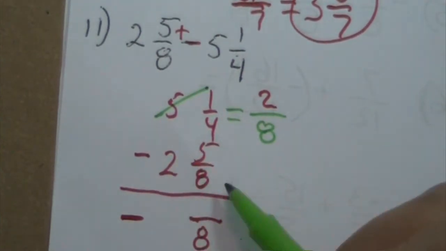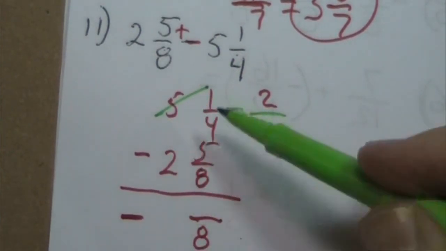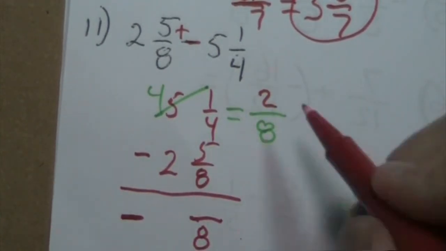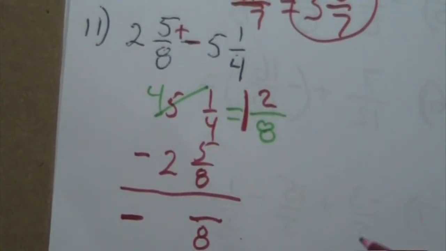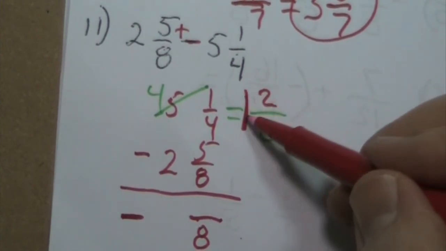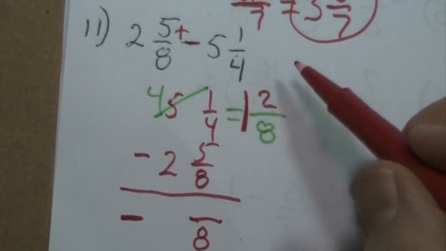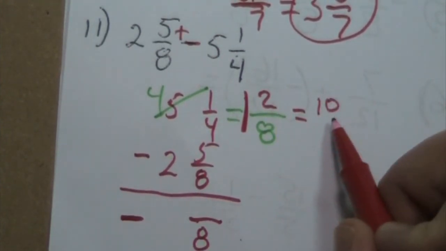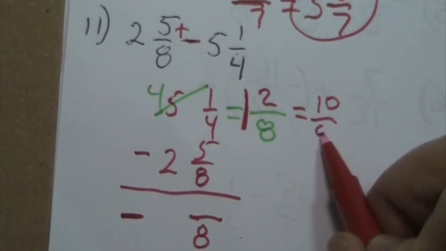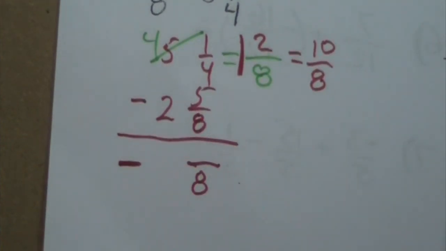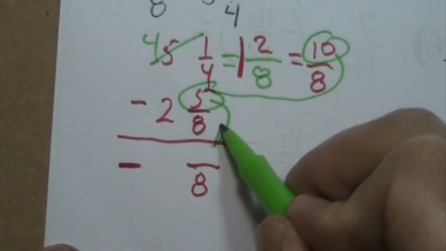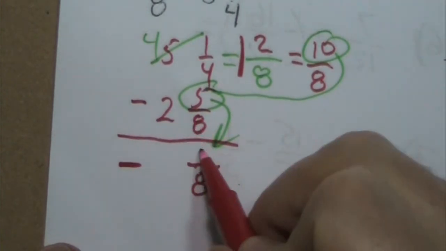People don't like to borrow. We shouldn't borrow, but we have to in this case. So I'm going to borrow a great big 1. Or I'm going to borrow 8 eighths. So 8 times 1 plus 2 makes, what, 8 and 2 is 10? 10 eighths. So you have 10 eighths minus 5 eighths. 10 minus 5, and that gives us 5.